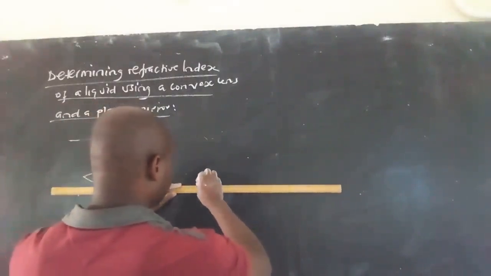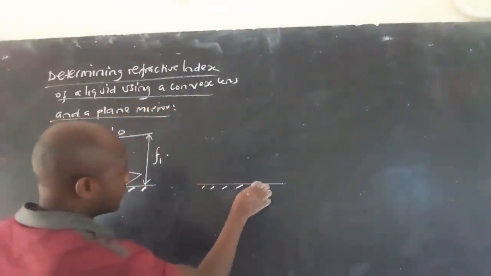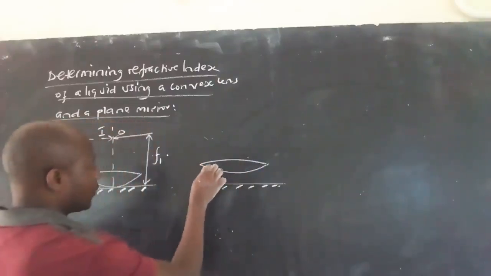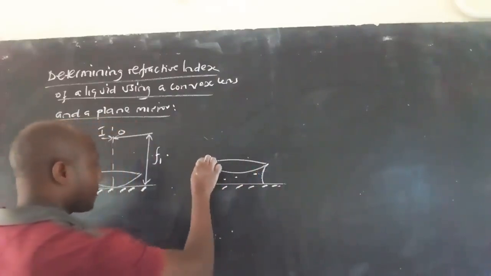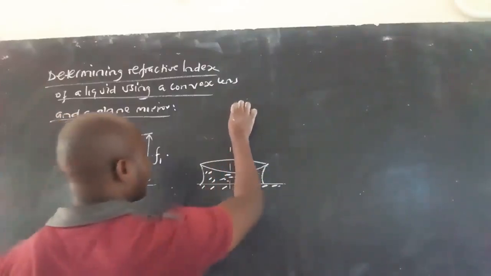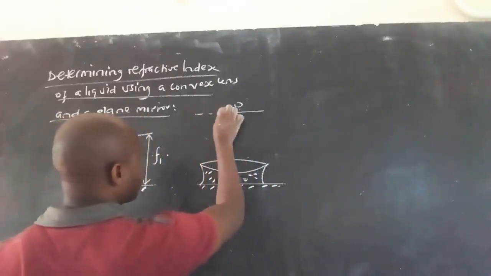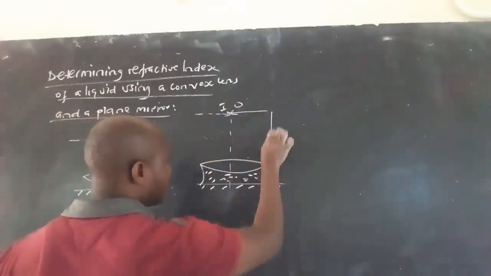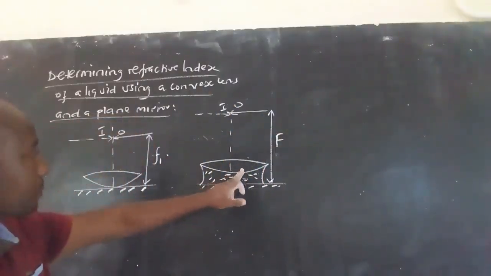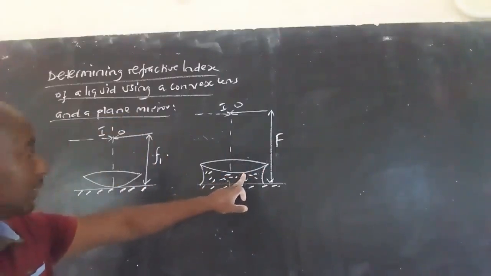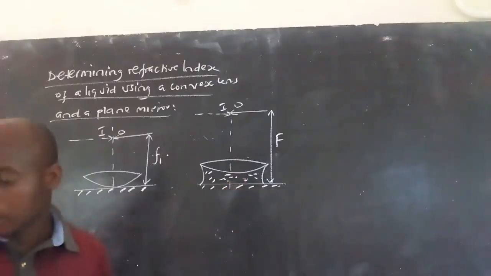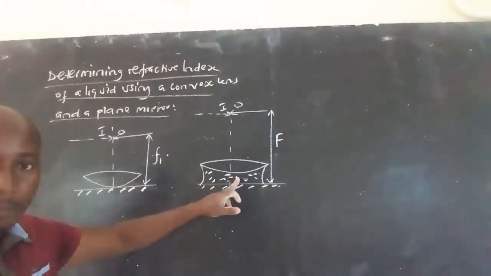Now next diagram. Another diagram. We have this. The lens is here. So we put it here. Here we shall call it capital F. Now, you see when the lens is placed on the liquid, the liquid behaves like a concave lens. You see that? It's a concave lens, but it's a plano-concave lens.